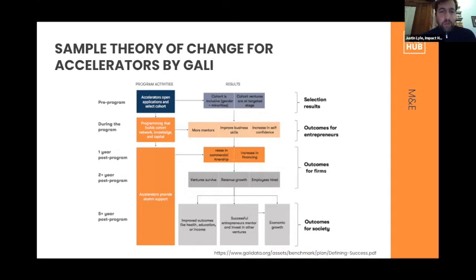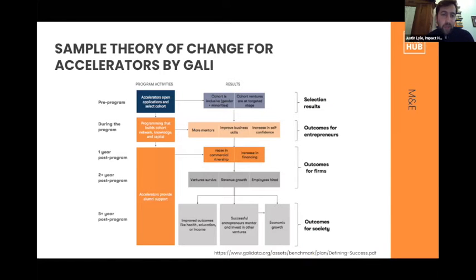So initially, of course, in the pre-program, you're conducting selection. And so there you're interested in things like the cohort being inclusive, including gender. Then during the program itself, you're looking at things like the mentors that people have access to, the entrepreneurs' improvements in business skills, increases in self-confidence. And so this is where the disaggregation by gender would be important to understand if the female participants are having the same or better success rates than the men in those areas.